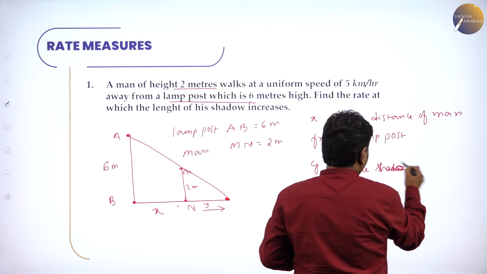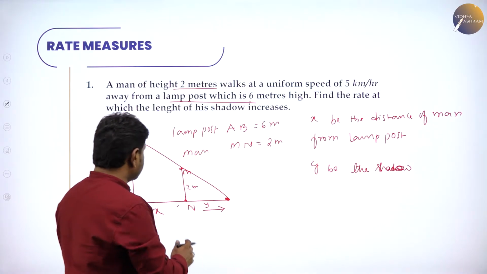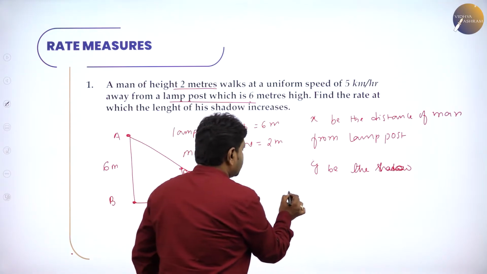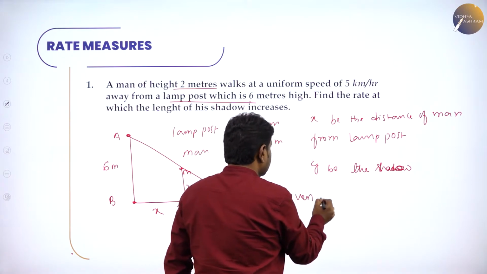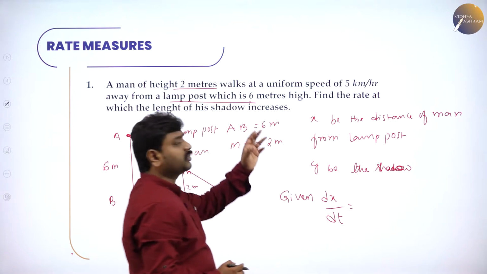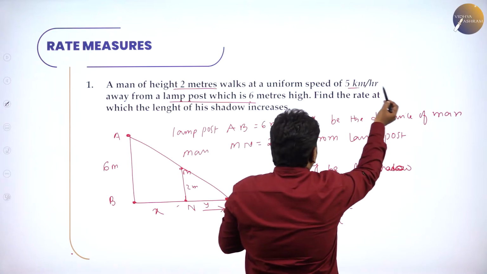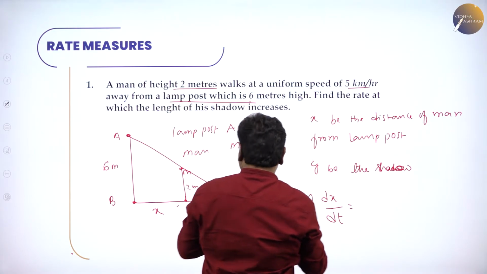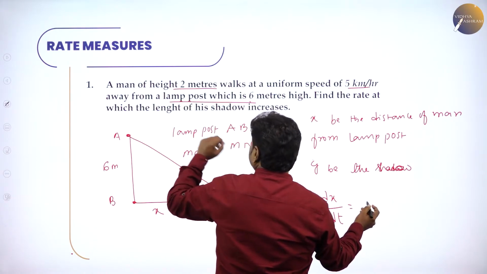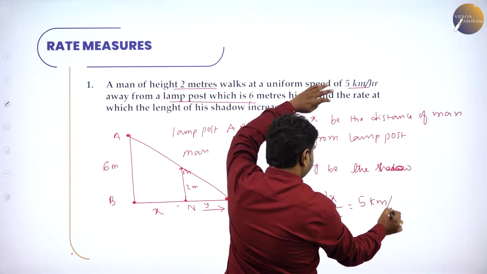So now at what rate length of shadow varies? So now what is given? He is moving away. When man moves away from the lamppost, x increases. So I can say given dx by dt, rate of change of x. He is moving away from the lamppost. When you read the question, they told he walks uniform at a speed of 5 km per hour away from the lamppost. When he moves away like this, x increases. So dx by dt is given 5 km per hour. This is given. I'll write it.